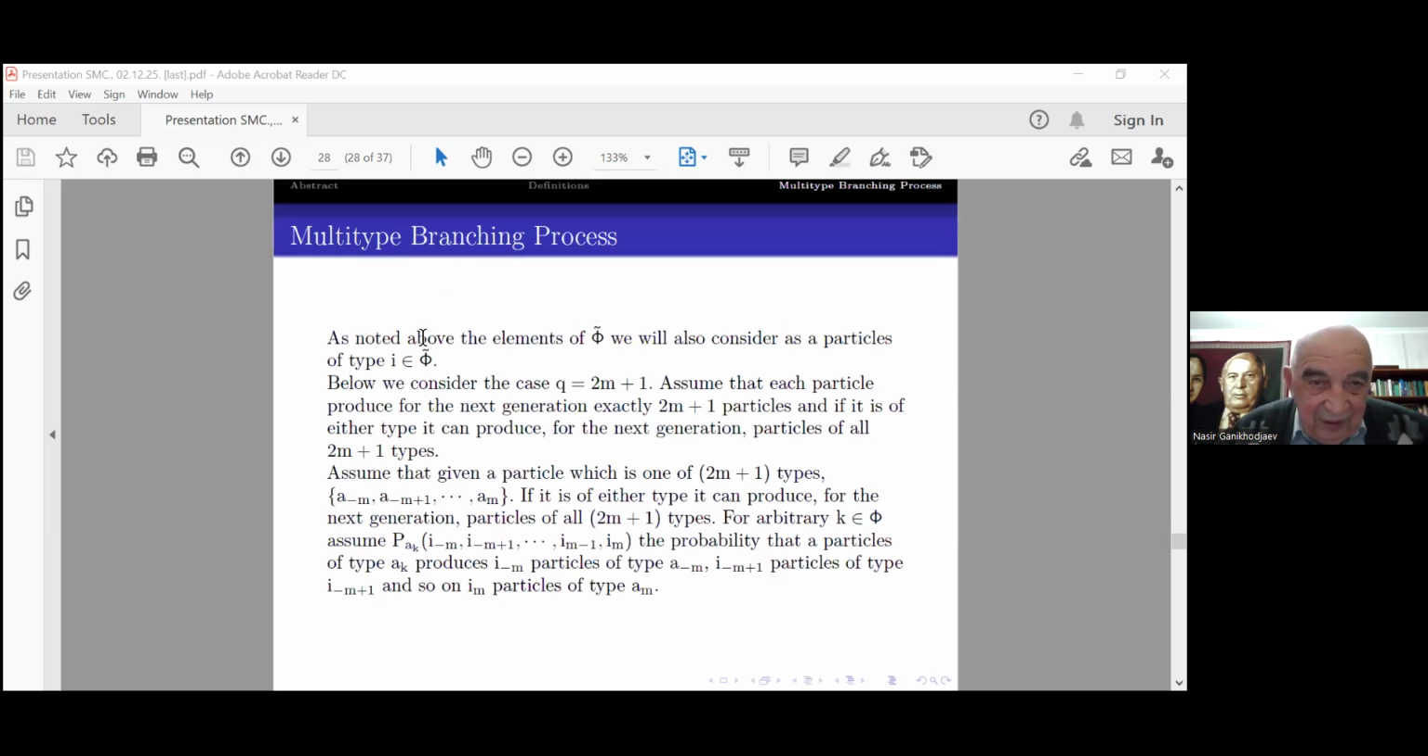So, as noted above, the elements of F tilde we will also consider as particles of type I, or maybe as A_I. So now consider a multi-type branching process. Assume that each particle produces for the next generation exactly 2m plus 1 particles.